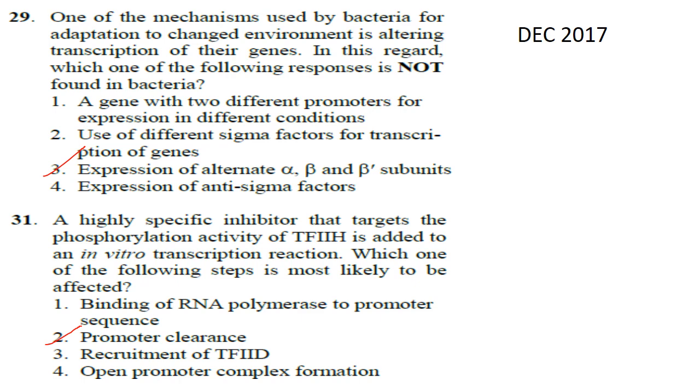Then next one. A highly specific inhibitor that targets the phosphorylation activity of TFIIH is added to an in vitro transcription reaction. Which one of the following steps is most likely to be affected?